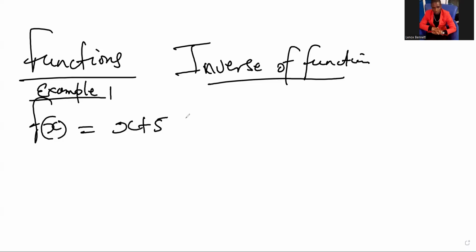Alright, so we're going to look at the inverse of a function. Basically, you can think of the inverse as the opposite of whatever operation. You understand? It's just the opposite. We're going to go back.